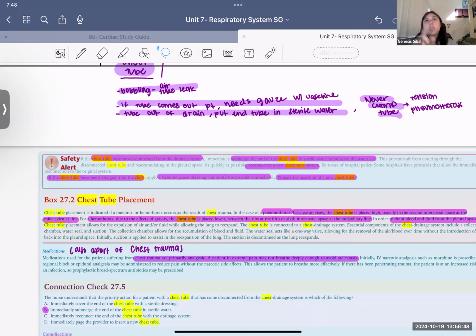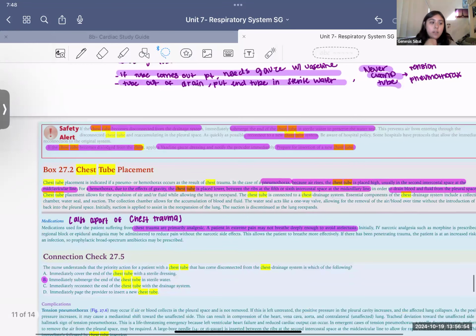And then if you come into the patient, you see that the tube is disconnected to the drainage. Okay, then you're going to put it in sterile water because again, you need that negative pressure back. And then the last thing to know with the chest tube, never ever clamp the chest tube. That is not your thing.